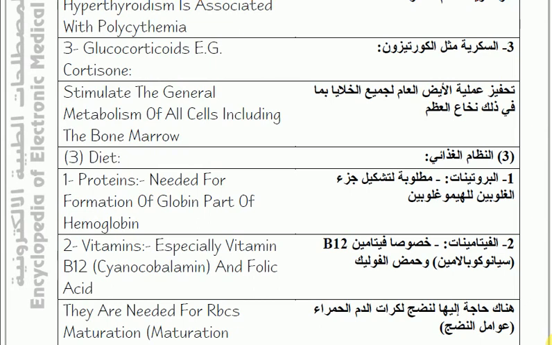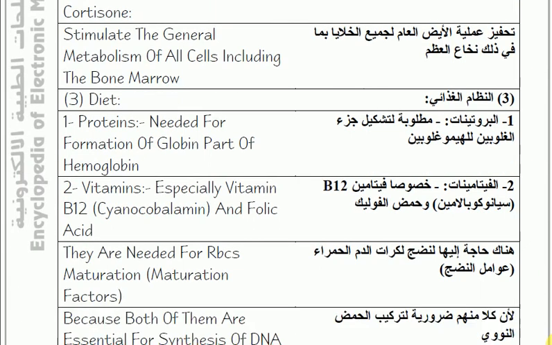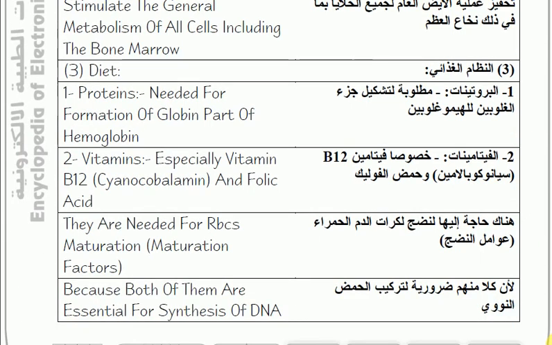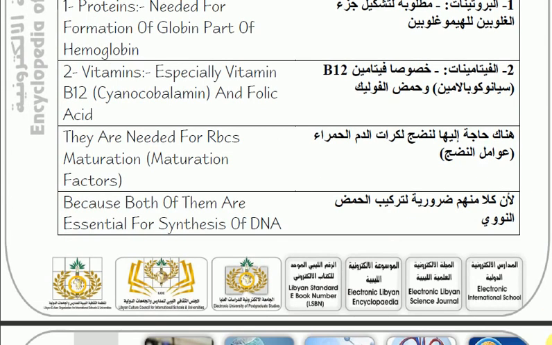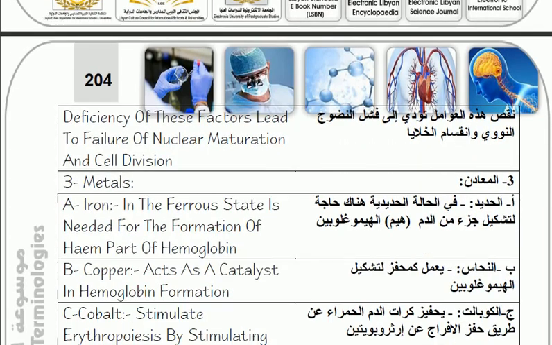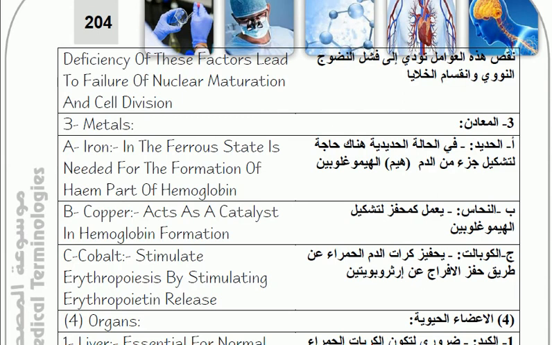3. Diet. 1. Proteins are needed for formation of globin, part of hemoglobin. 2. Vitamins, especially vitamin B12, cyanocobalamin, and folic acid. They are needed for RBC maturation factors, because both of them are essential for synthesis of DNA. Deficiency of these factors leads to failure of nuclear maturation and cell division.